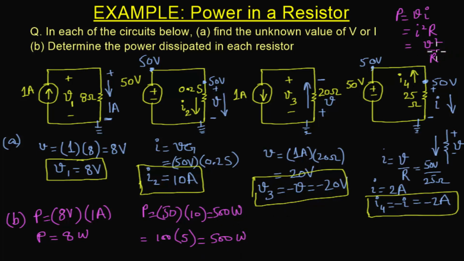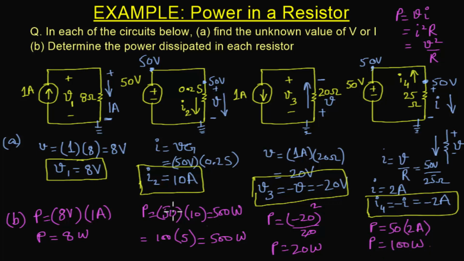Now for the third case, let's use V squared over R, where voltage is minus 20 volts. So minus 20 squared over 20 ohms. So 20 and 20 squared cancel. So power is going to be 20 watts. And for the last scenario, the voltage across the resistance is 50 volts. So power is equal to 50 volts times 2 amperes. So power is going to be 50 times 2, which is 100 watts.